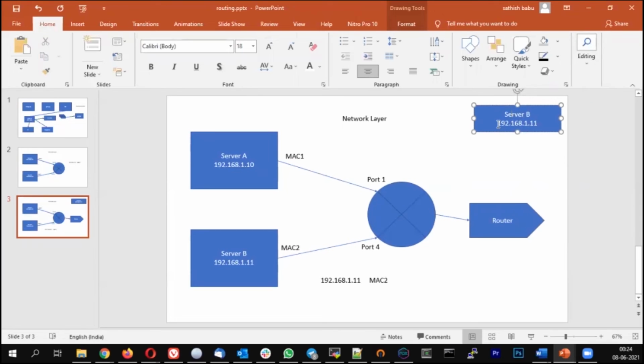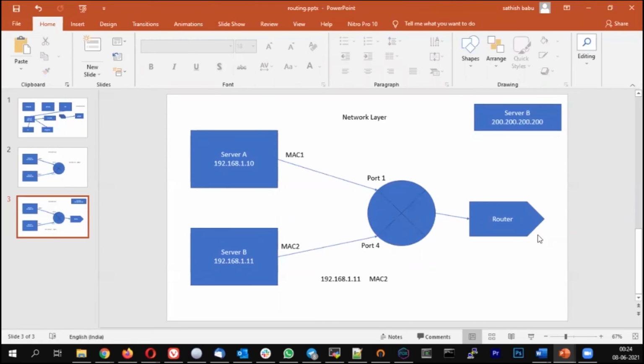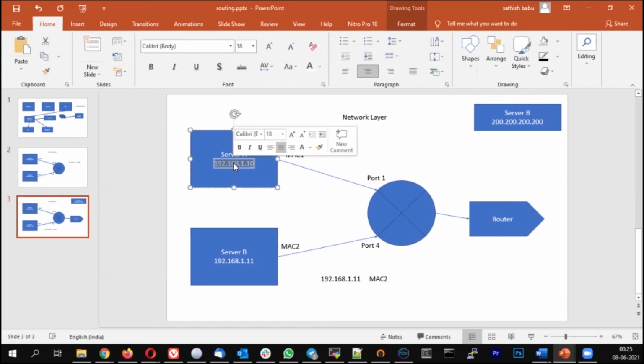instead of this 192 series, let me call it 200.200.200.200. So this server is not within the switch. There comes a request. This is where the NATing, network address translation, happens, right? And in the packet, this will also have the source IP embedded. That is called encapsulation. This is another concept I'm bringing in.